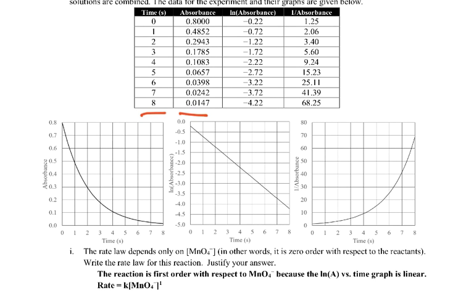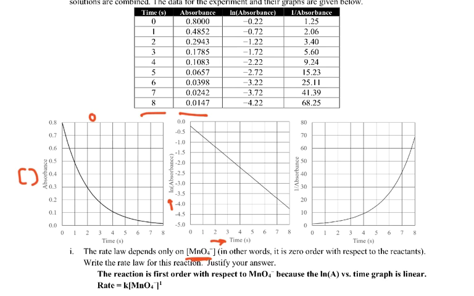So the job is you're saying, okay, the rate law depends only on the permanganate, so the other chemicals we just don't need to worry about. So what is the order of this permanganate and what's the rate law? Well, from these equations, we can see that the natural log versus time is the one that is a straight line, so that tells us this is first order. If it was absorbance, which is proportional to concentration, so concentration versus time, this would be zero order.